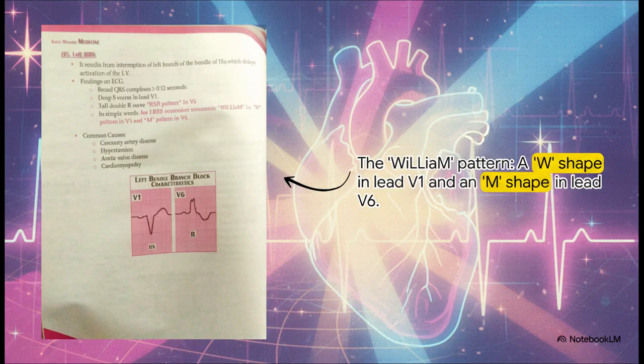And you can probably guess where this is going. For a left bundle branch block, the whole pattern just flips. The W in William tells you to look for a W shape in lead V1, and the M points you to an M shape in lead V6. Seriously, these two mnemonics, MARO and William, are just incredibly powerful tools for telling these two conditions apart quickly.